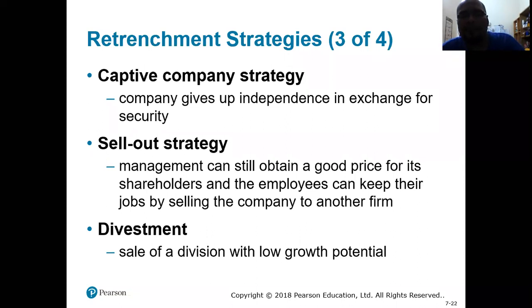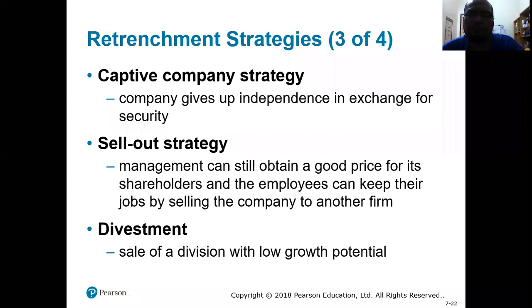And then divestment. What is divestment? A sale of a division with low growth potential. It means that our firm has many, let's say, product lines, or maybe many business units. Any product line or business unit that is not performing, we close it down, or we sell it. So this is what we call divestment.